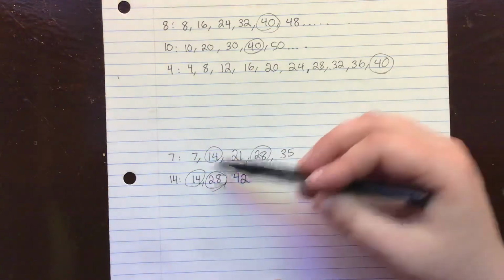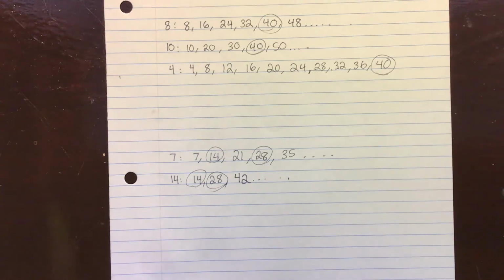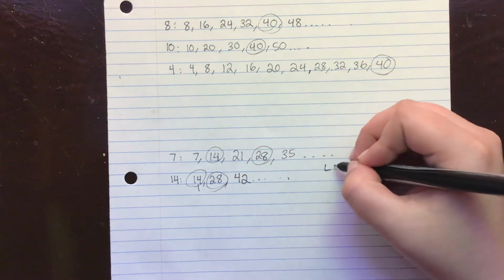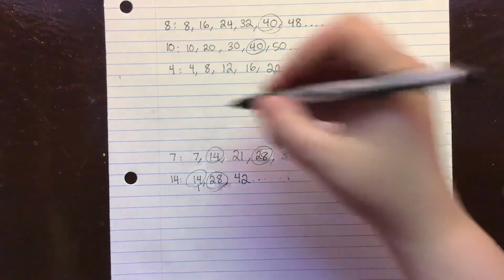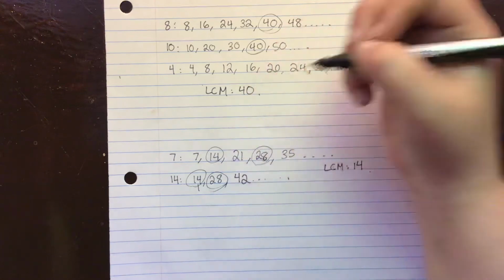So in this case, we have more than one number in common in our multiples. If we want to find the least common multiple, which one do you suppose we're going to take? Well, I think if we're doing the least, we have to take the lowest number, which is 14. So the least common multiple in this one is going to be 14, just like the least common multiple in this one was 40.